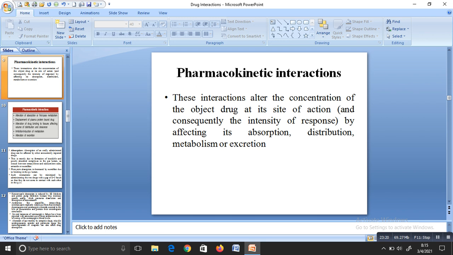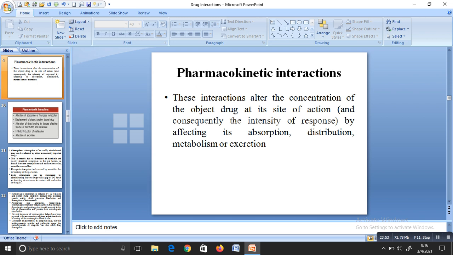So you can write examples for each category. You know what is absorption, what is distribution, what is metabolism, and what is excretion. In absorption, the absorption of a drug will be interfered with by forming some complexes. Next, in distribution, what will happen? It will be affecting the plasma protein binding. If two drugs bind to the same plasma protein, one drug will be displacing the other drug and it will be leading to interaction.